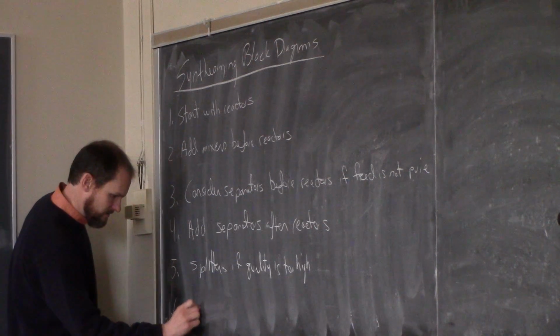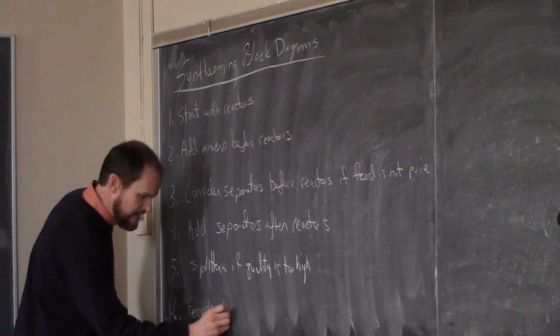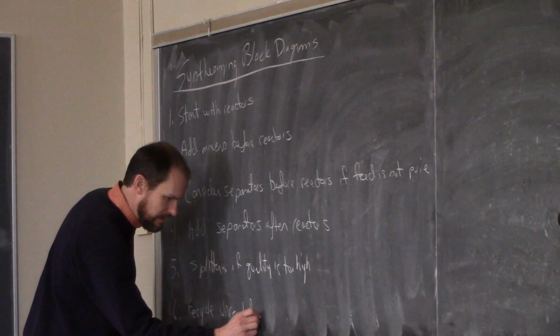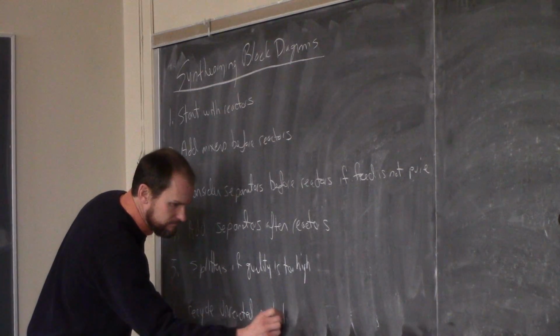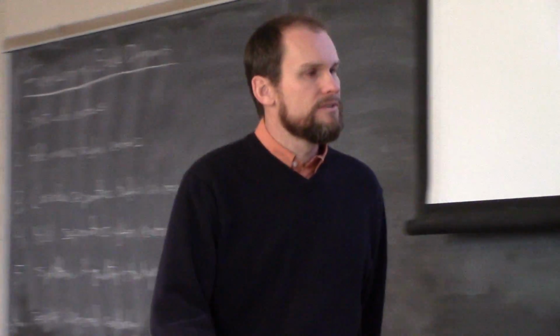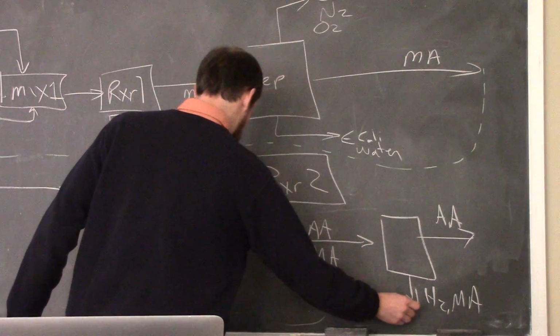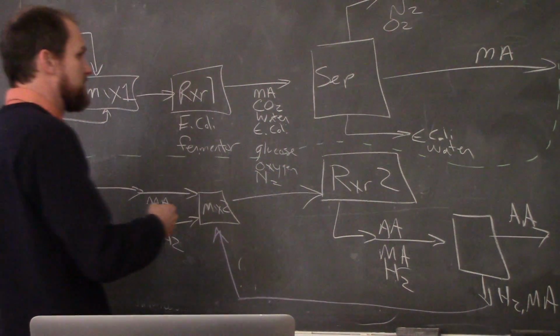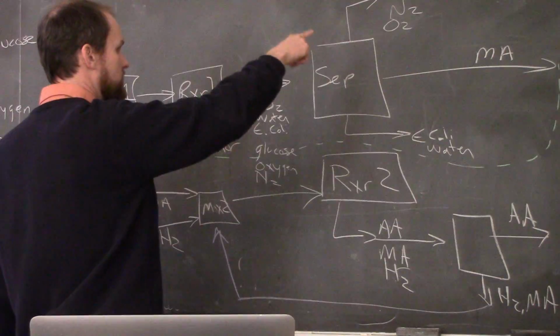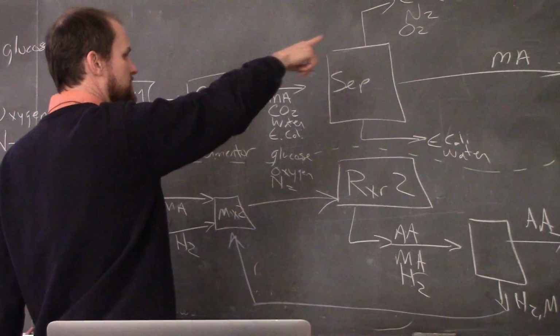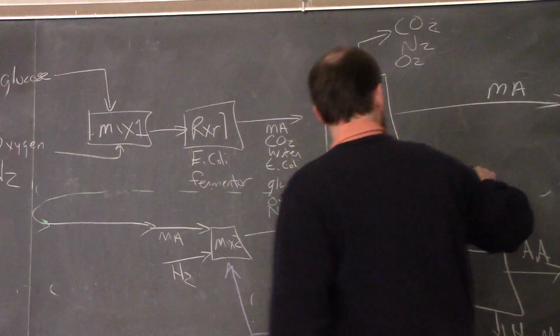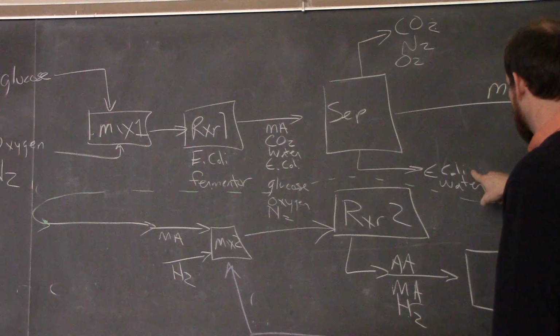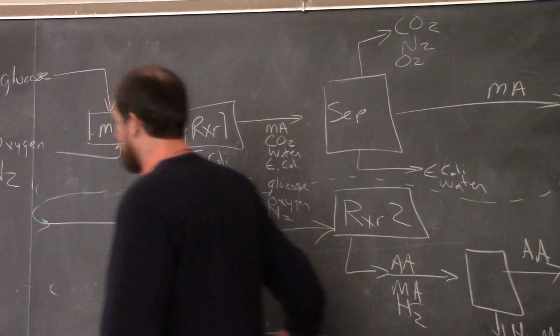Step 6, recycle unreacted reactants. So hydrogen and muconic acid, we might want to bring back to that mixer, which is one reason why it's good to have a mixer out front, because then we can explicitly put these recycle streams in. Let's see, CO2, nitrogen, oxygen. We don't really need to recycle oxygen because we can get air. E. coli, they're going to be making more all the time, so we don't need that. And the water too is products, so we don't need to recycle those.